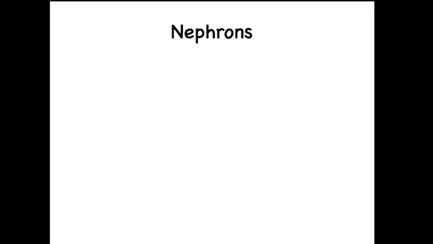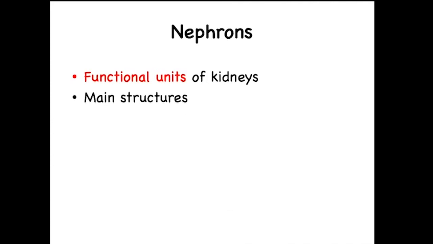The functional unit of an organ is the smallest structure within an organ that carries out the specific function of that organ. For the kidneys, the functional units are called nephrons. It is the nephrons that produce the urine. Approximately 1 million of these microscopic structures occur within each kidney. Each nephron has two main structures, a glomerulus and a renal tubule.